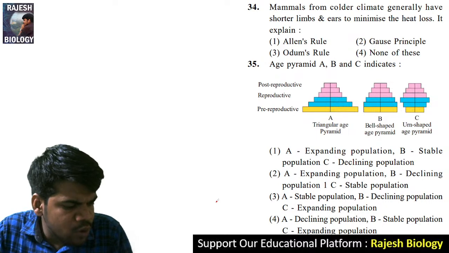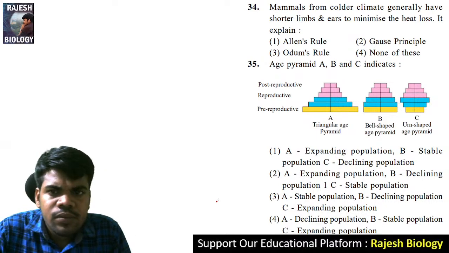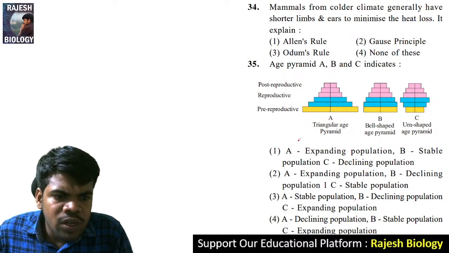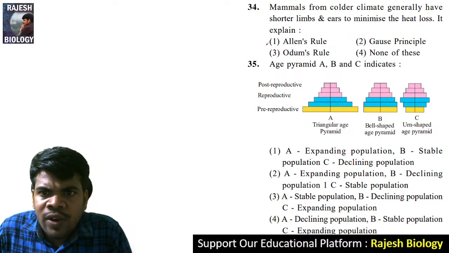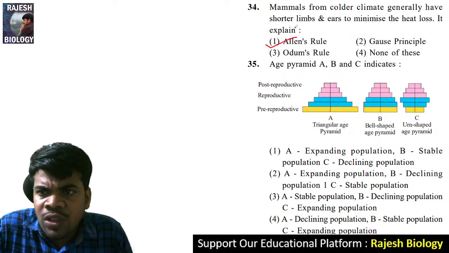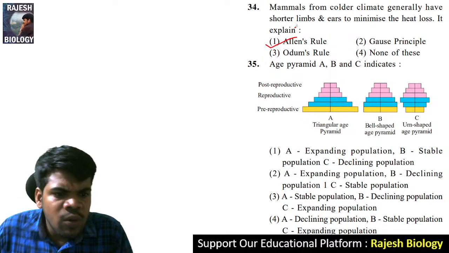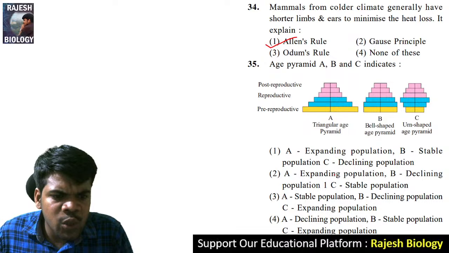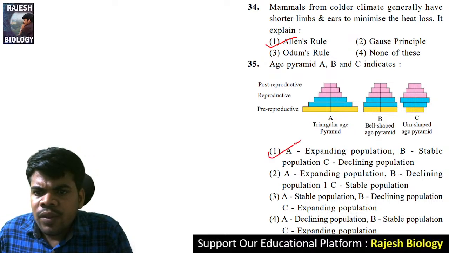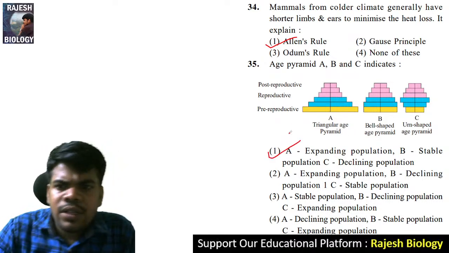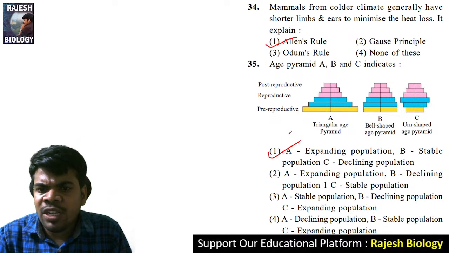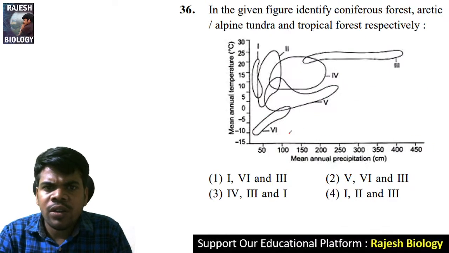Come to the 34th question. Yeah, 34 is 1. Ganeshwari correct. And before that, Chinnu, you are right. Already discussed about that. It is the previous question. Come to the 35. Yes, 35. Chandrika right. Ganeshwari. Yes. A expanding population, B stable population, C declining population.